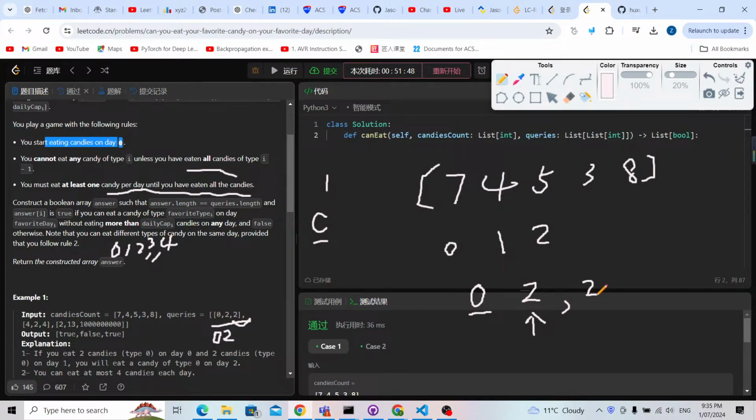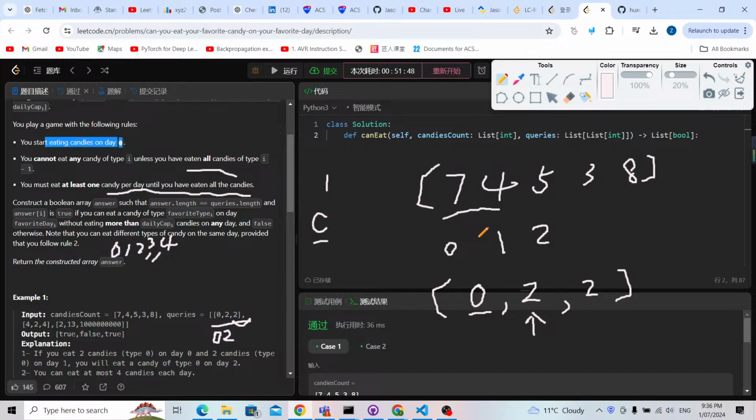So I'm going to use the first example to explain it, and then we can find a solution to solve it. So for the first query, it means on day 2. We just need to check on day 2, can I eat candy type 0? Let's just check this example. So we have the array, and for type 0, we have 7 candies, and we have a capacity of 2. So we can have 2 choices.